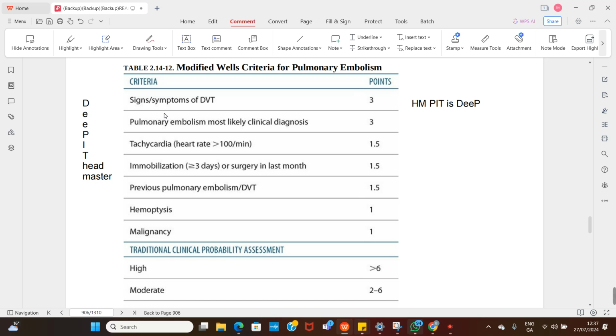It's what you expect in a PE. So you have your 3 somewhere. You look at the history. They are saying that the leg is swollen, is tender, is erythematous. Classic for DVT. You give another 3.